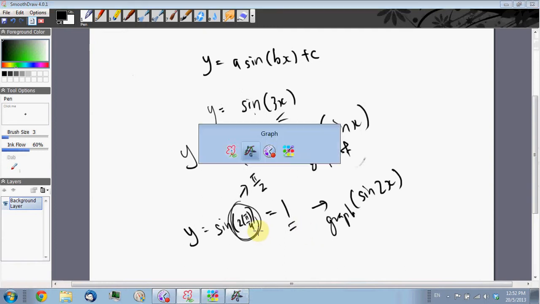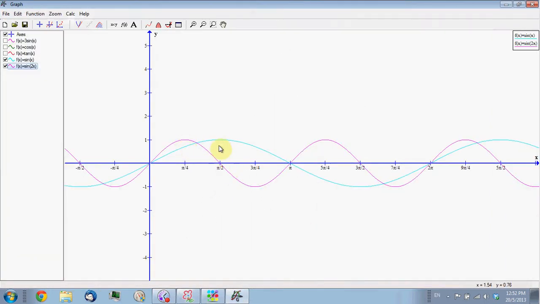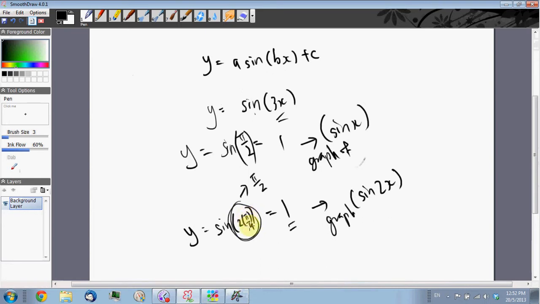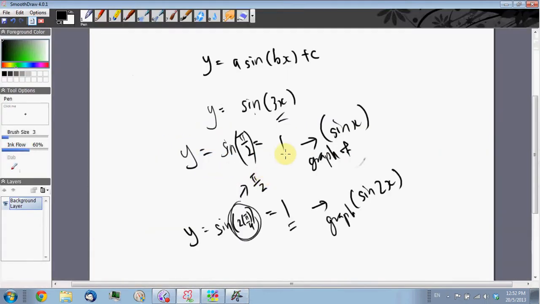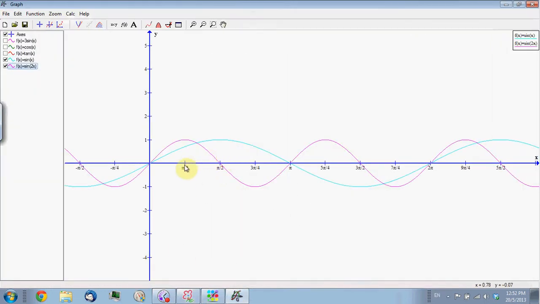So instead of having the graph at pi over 2 give you 1, my x must be smaller so that I can get back the value of 1. To get back any value, it doesn't have to be 1, I use 1 because 1 is easier to see, your x must be 2 times smaller. That is why the graph actually repeats 2 times. 1 time, 2 times.